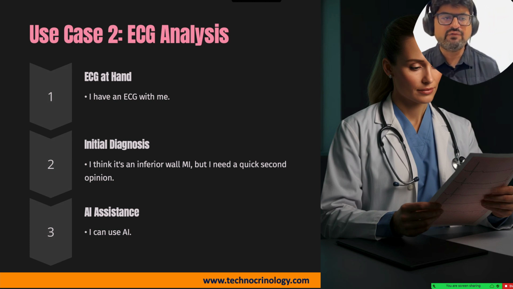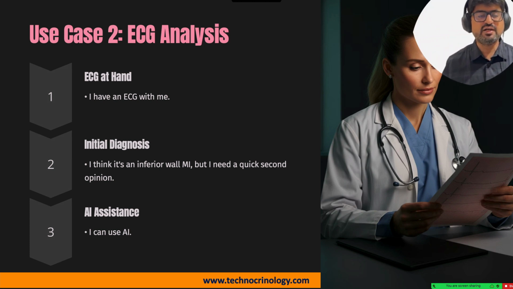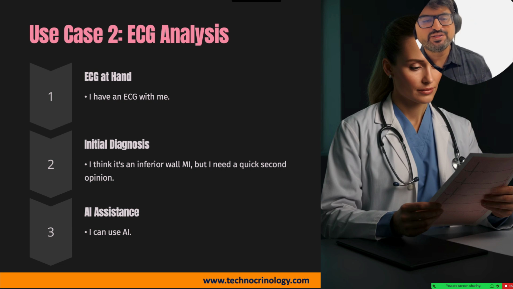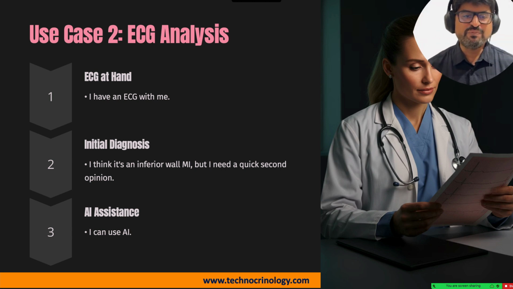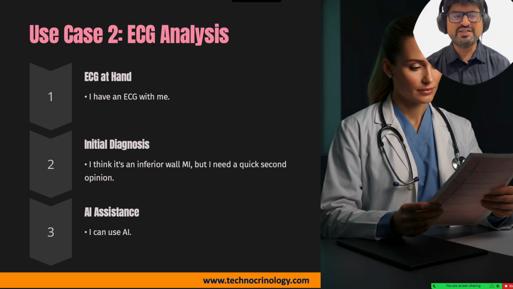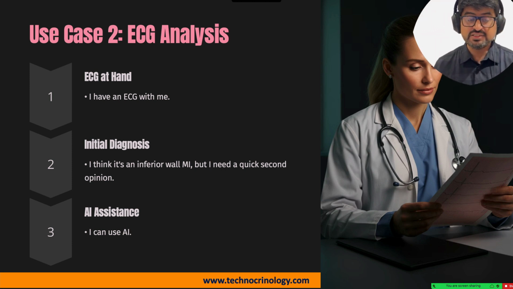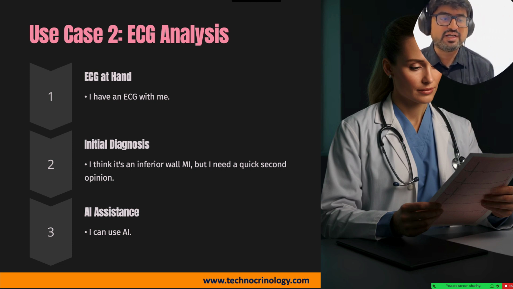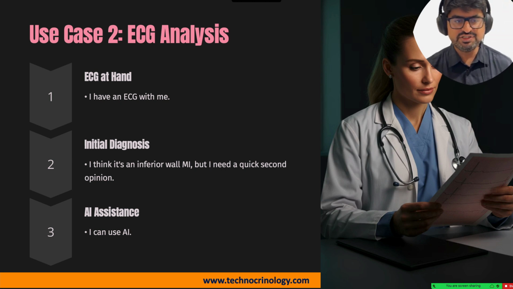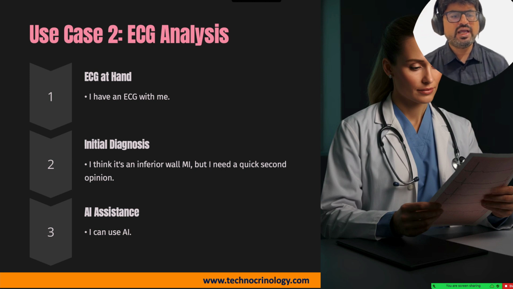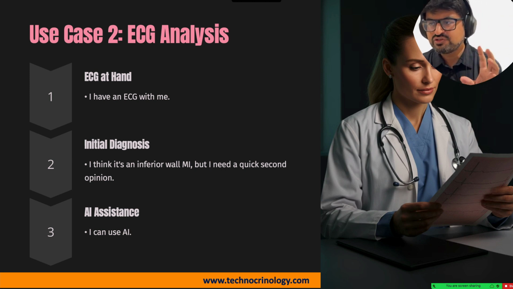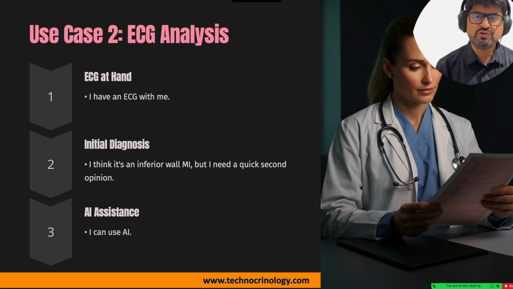Another use case: you have a patient coming to you with an ECG. Just this morning, I had a discussion with my orthopedic friend who said, hey, in orthopedics we don't understand ECG. You give us an ECG, we can't make heads or tails of it. But as a specialist of internal medicine, or as a cardiologist, endocrinologist, physician, or critical care specialist, you need to understand ECG. But sometimes you may want a second opinion. You're not sure. The diagnosis is probably what you think it is, but you need the assistance of AI. So you can again use AI.